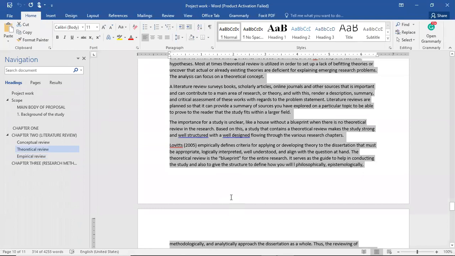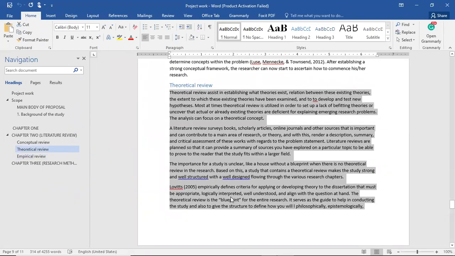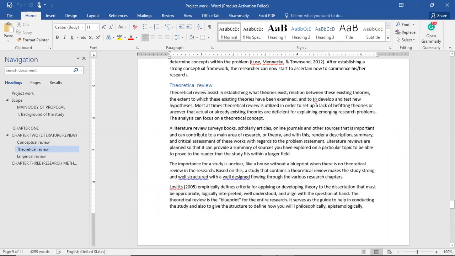Now, the theoretical review is the next subtopic under the literature review. After you are done with the conceptual review, you come to your theoretical review. The theoretical review is basically about you examining theories, examining principles, definition of terms, laws, rules, and regulations governing the subject matter in question.